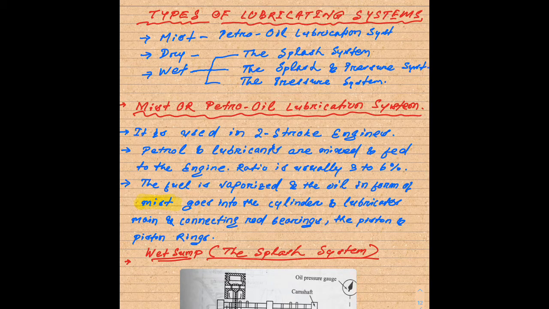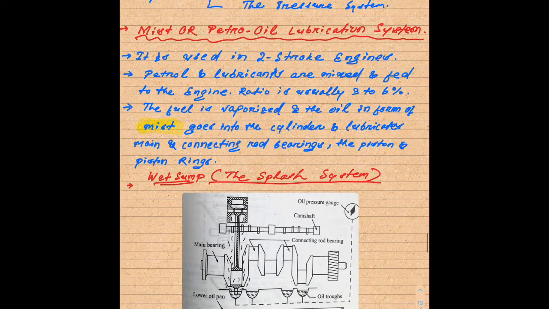First we are going to see the mist or petro oil lubrication system. This type of system is used in two-stroke engines. Petrol and lubricants are mixed and fed to the engine. The ratio is usually 3 to 6%. Here the fuel is vaporized and the oil in the form of mist goes into the cylinder and lubricates the main and connecting rod bearings, the piston and piston rings.